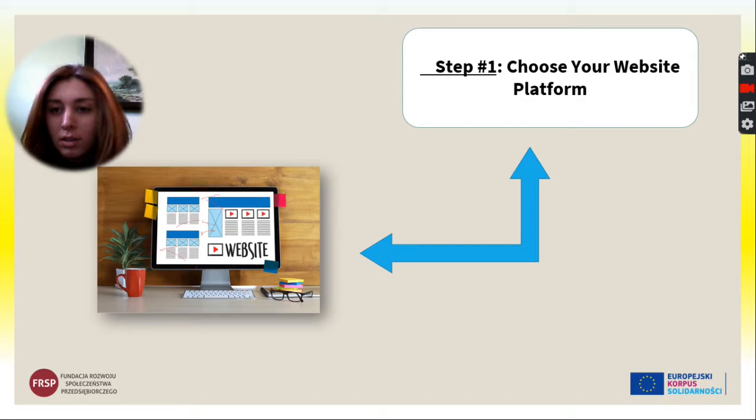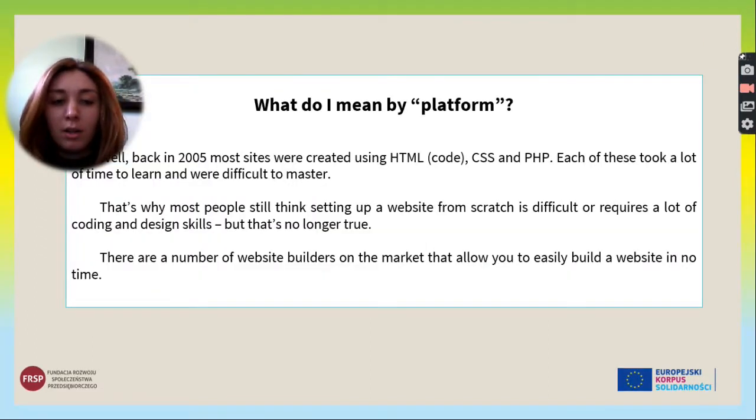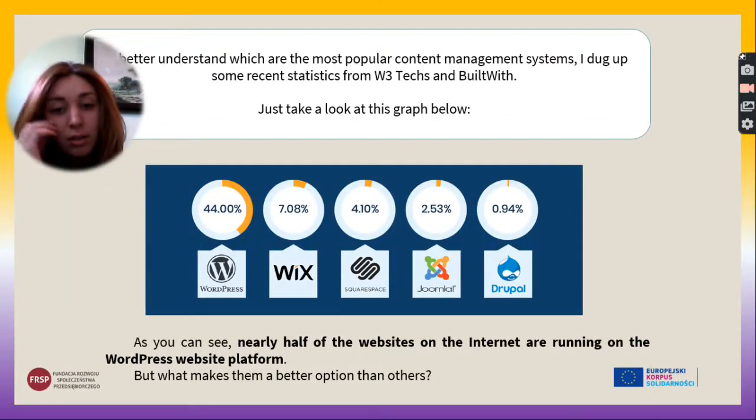Step 1 is to choose your website platform. What I mean by platform, we all know that there are a lot of platforms today, but back in 2005 most sites were created using HTML or CSS or PHP. But today it's easier to build a website in no time, and to understand better, I dug up some recent statistics, and you can see that nearly half of websites on the internet are running on the WordPress website platform.